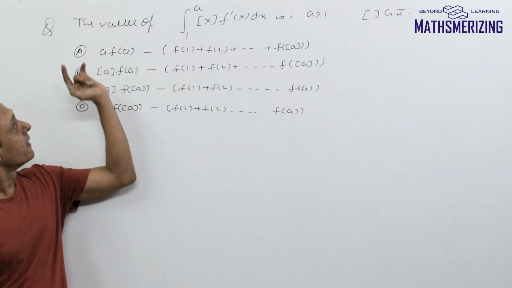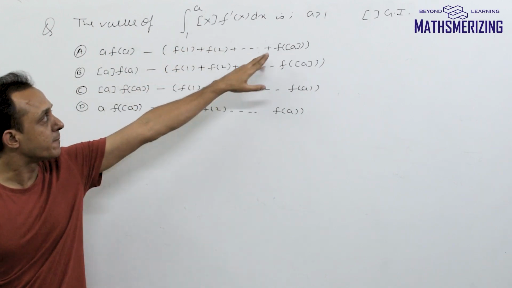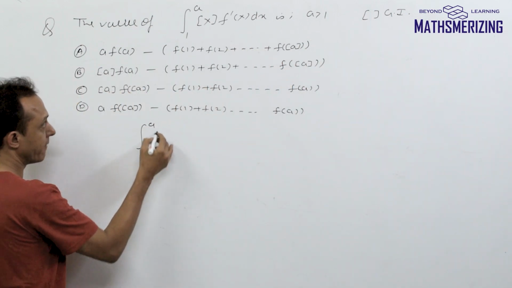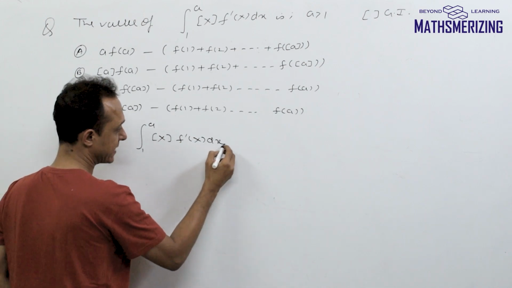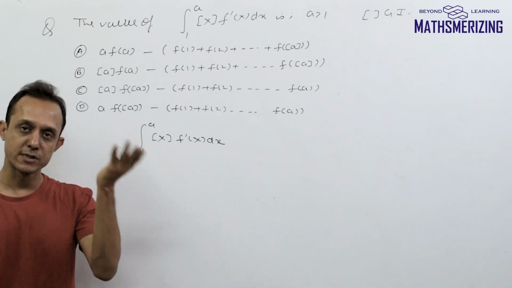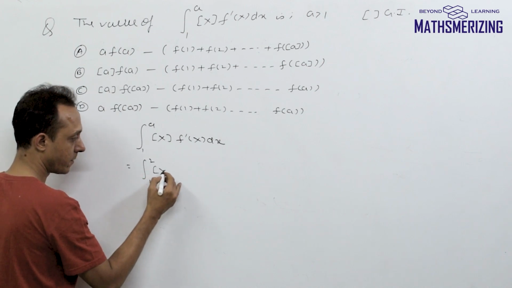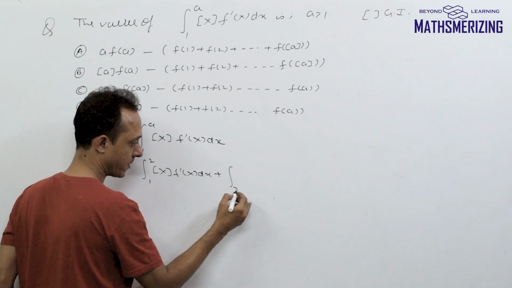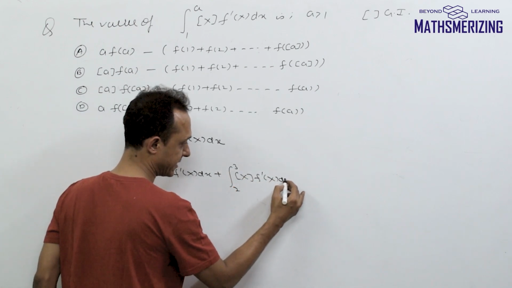So the question is, I need to find the value of this integral, which is from 1 to a, greatest integer function of x into f dash x dx, when a is greater than 1. So what I'll do is I'll write it as from 1 to a, greatest integer function of x into f dash x dx. Now what I know is between any two successive integers, greatest integer function is nothing but a constant function. So I'll split it as from 1 to 2, greatest integer function of x into f dash x dx. From 2 to 3, greatest integer function of x into f dash x dx.